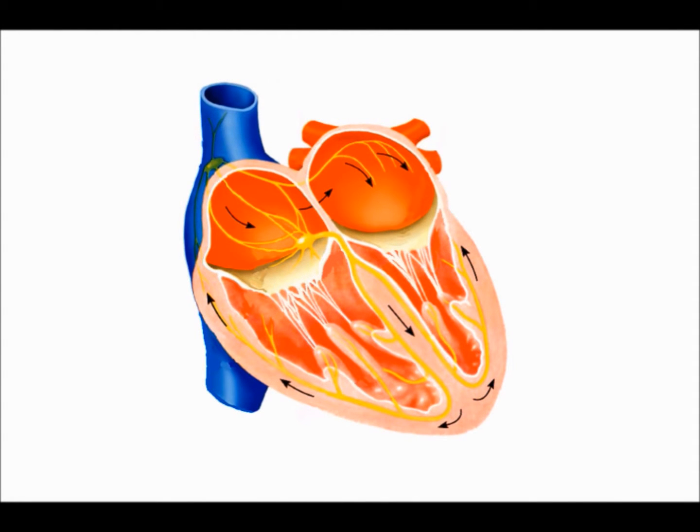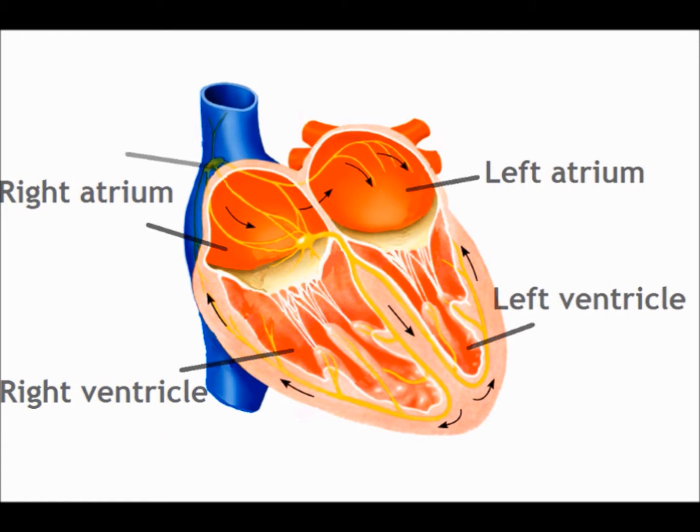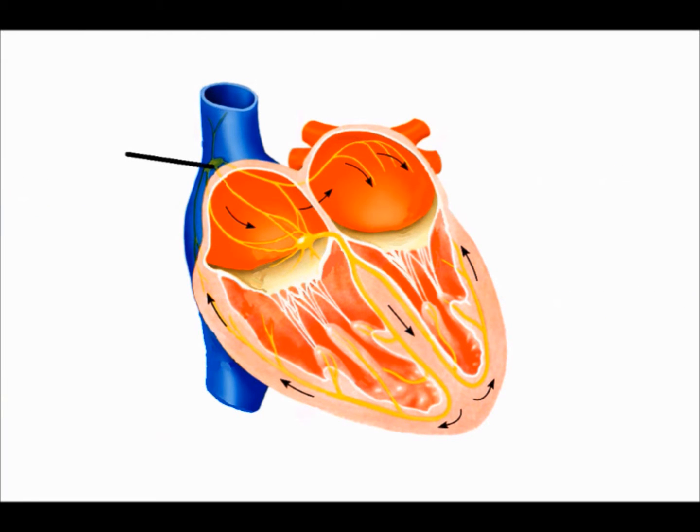The heart is divided into 4 chambers: right atrium, right ventricle, left atrium, and left ventricle. An electrical signal from the sinoatrial node then causes the atria to contract, forcing blood into the ventricles.